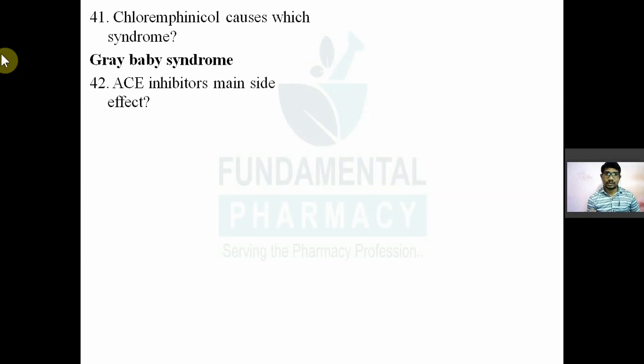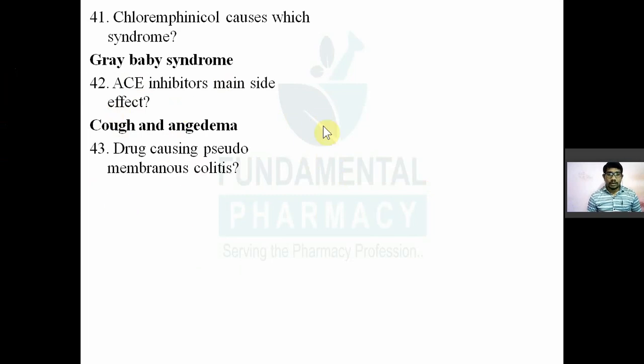So what happens? The consequence of that inhibition is an increase in the bradykinin level of your body, and the increased bradykinin will act on bronchial smooth muscle. So it causes persistent dry cough. Questions on this have already come. So you should know the main adverse effect of ACE inhibitors is cough and angioedema. More specifically, persistent dry cough and angioedema. They are used in the treatment of hypertension. Remember. Now we'll see the next question.